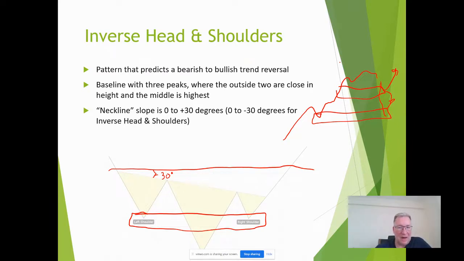But normally I get kind of excited when I see head and shoulder patterns when we're kind of down at the bottom of something or at the top of something, or showing some kind of resistance or support in the past. Okay.